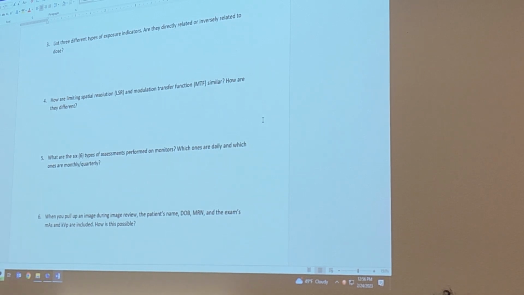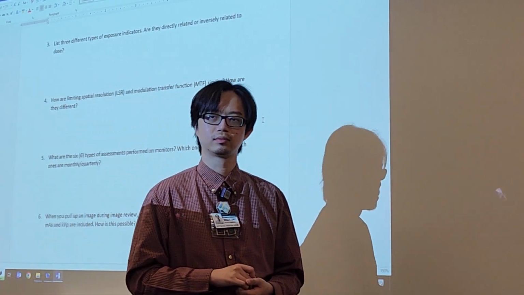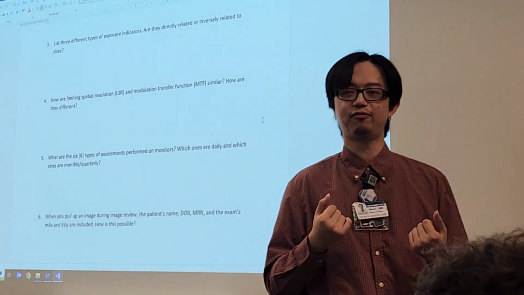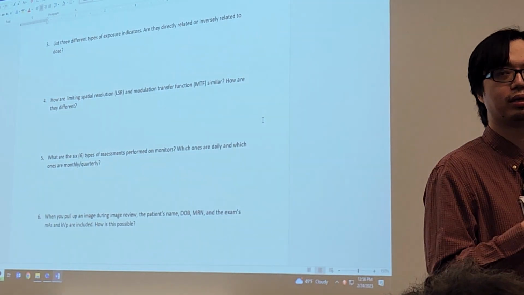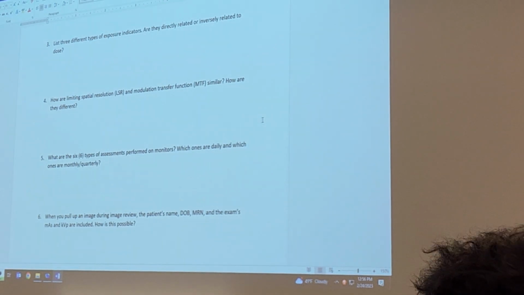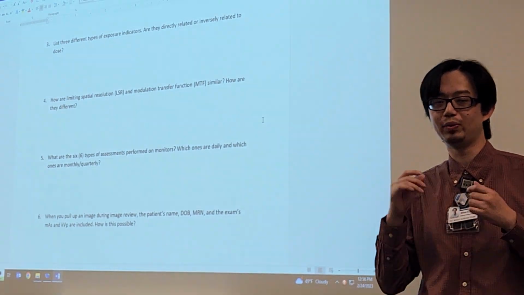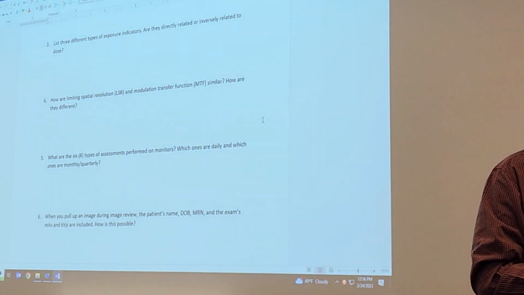Sindhu, how are limiting spatial resolution and modulation transfer functions similar? So tell me about how they are similar. The smallest object which can be seen by the system. Okay, so we have a definition, the smallest object that can be seen by the system. What does that describe? Which of these words? So that's the limiting spatial resolution. Very good. So the smallest object the system can describe, that is the LSR, limiting spatial resolution. Great.